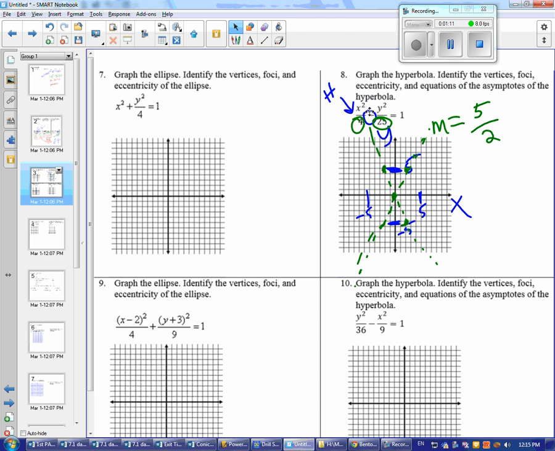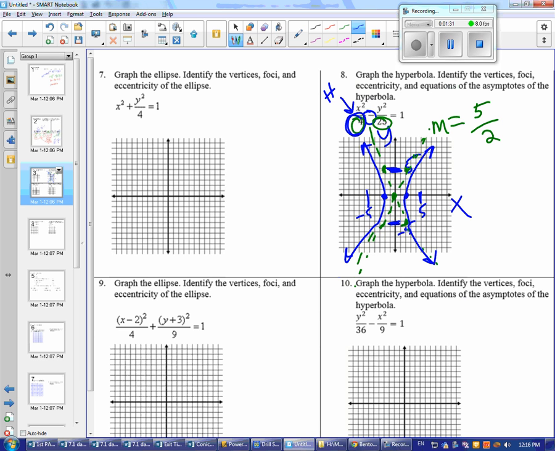Now the vertices are in the x direction because it's a horizontal hyperbola, and they're out 2 away because the square root of 4 is 2. So 2 away, and then you're going to draw your branch guided by your asymptotes. 2 away in the other direction, draw your branch guided by your asymptotes.